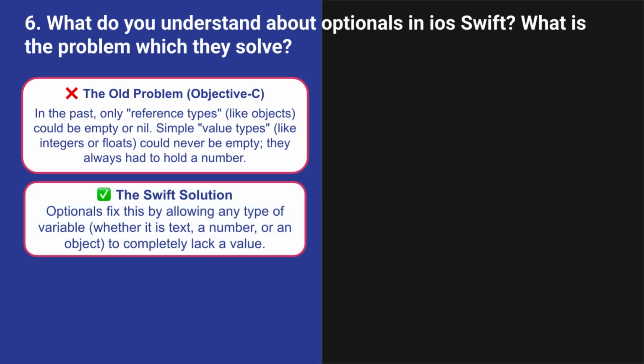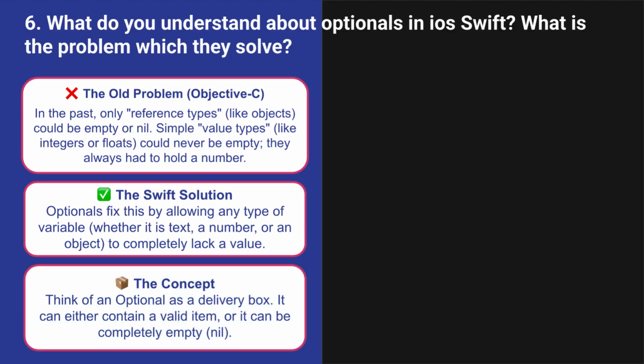Here is the Swift solution. Optionals completely fix this issue. They allow absolutely any type of variable, whether it is text, a number, or an object, to safely and completely lack a value. To understand the concept, just think of an optional as a simple delivery box. That box can either contain a valid item inside, or it can be completely empty, which we call nil.